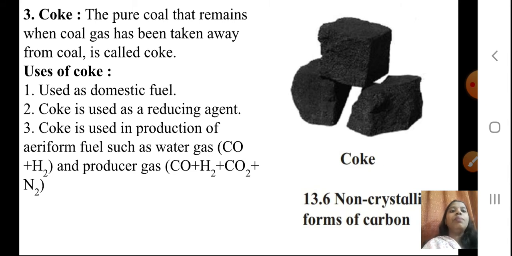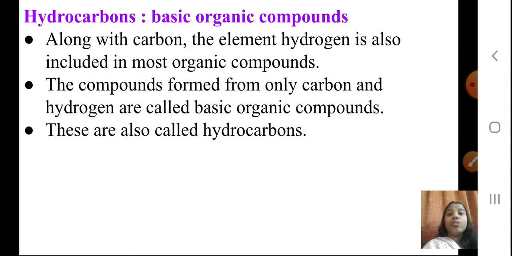Students, now we'll proceed to the next part. We are going to see hydrocarbons. Now what are hydrocarbons? They are the basic organic compounds. You know now that the word organic means carbon is present in that substance. When carbon is present in any substance, we call it organic in chemistry.